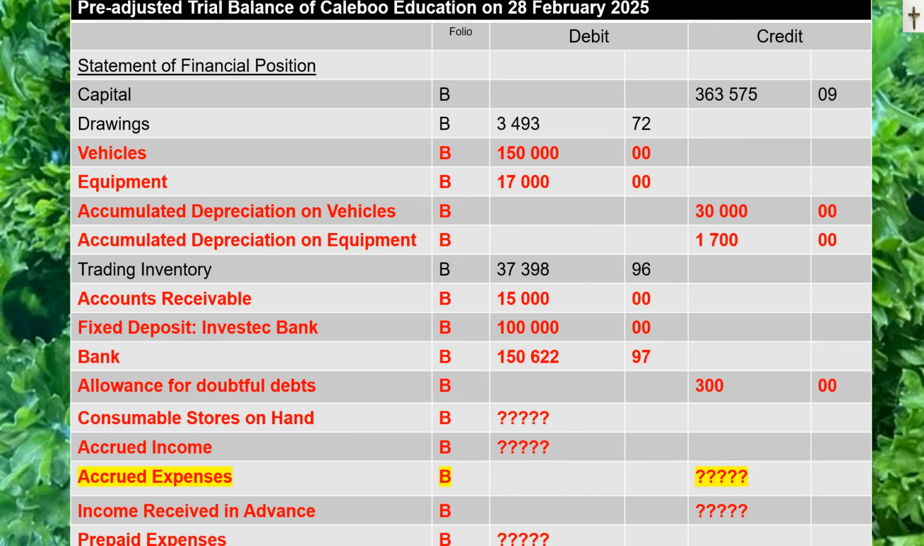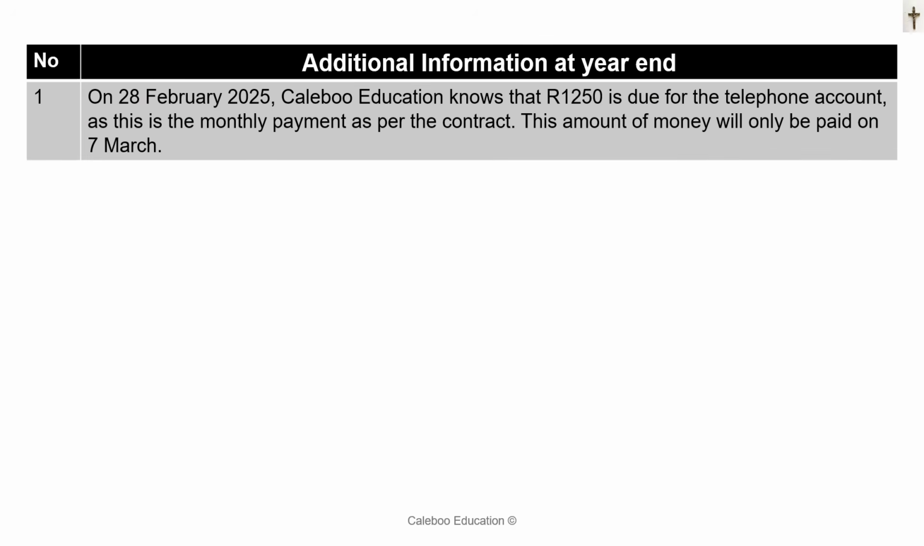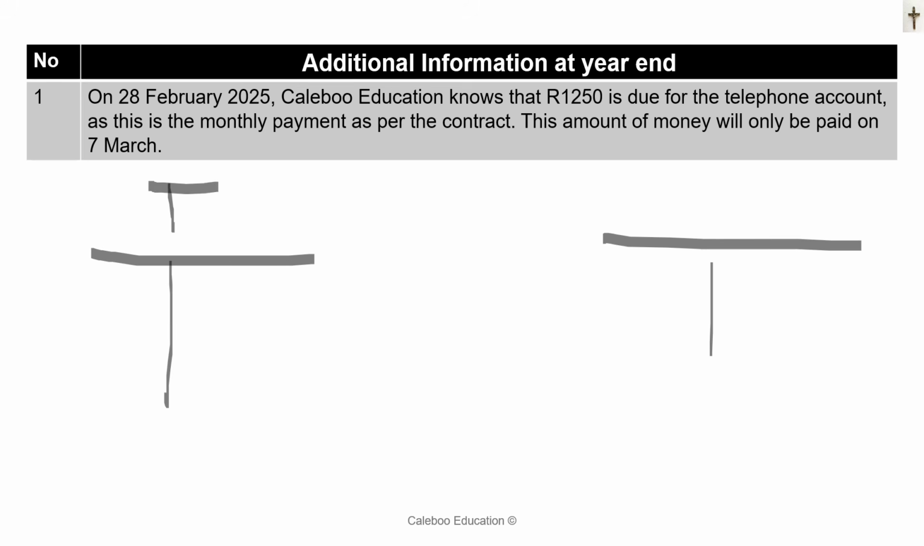So one of the accounts will be accrued expenses. The other account is telephone. I'm trying to remember the numbers, because when we do the workings, telephone is 13,750. Remember that. So now we've got the telephone account, I'm just going to put a T for telephone. These are T accounts. It had a balance of 13,750.